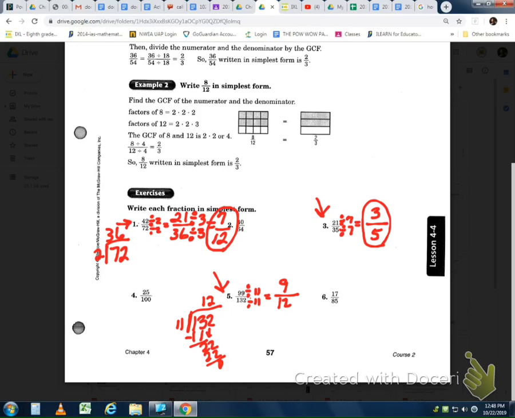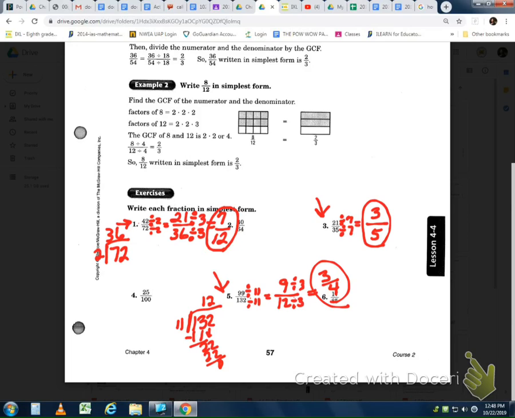Now, is 9/12 in simplest form? No. What can I do with that yet? Divide them both by 3. 9 divided by 3 is 3, and 12 divided by 3 is 4. Tell me about 3 and 4. One's even, one's odd. You got that right. Anything else? 3's prime, and 3 doesn't go into 4. So 3/4 is in simplest form. Any questions?